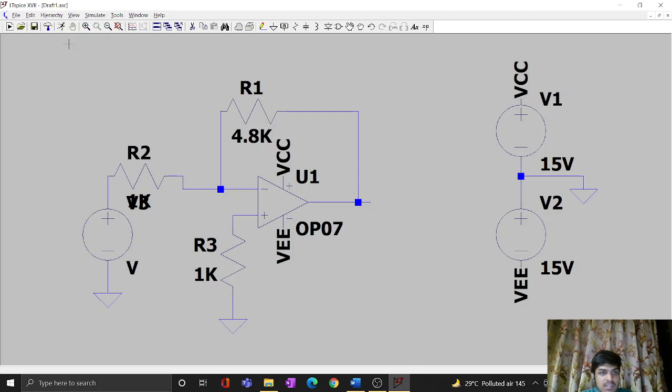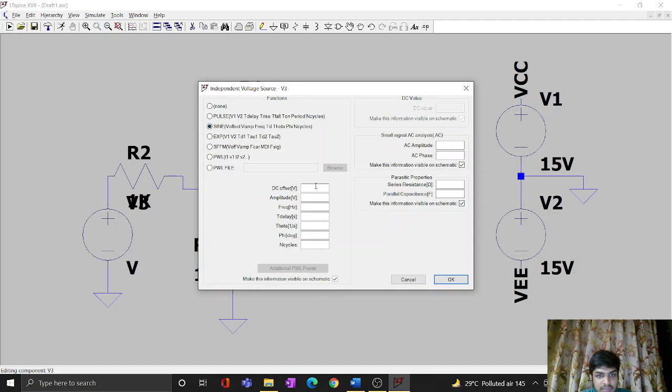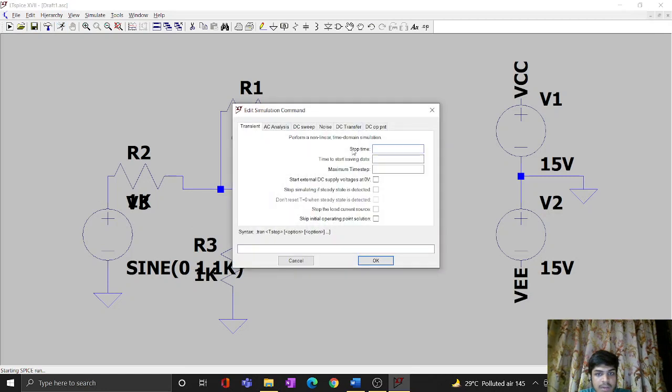I'll do the transient analysis. I'll give the voltage supply as a sine wave by giving the DC offset as 0, amplitude as 1 volt peak, and frequency as 1k. By giving 1 volt, we'll get a 2 volt peak to peak graph. Now I'll be doing a transient sweep. The stop time would be 0.005 seconds.